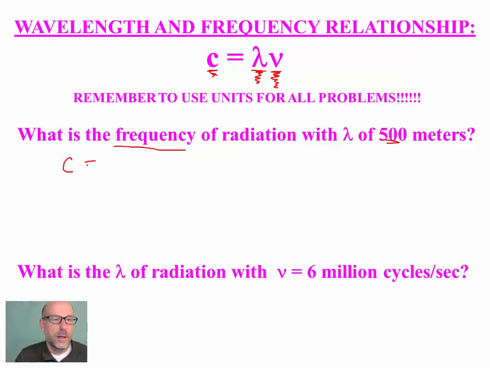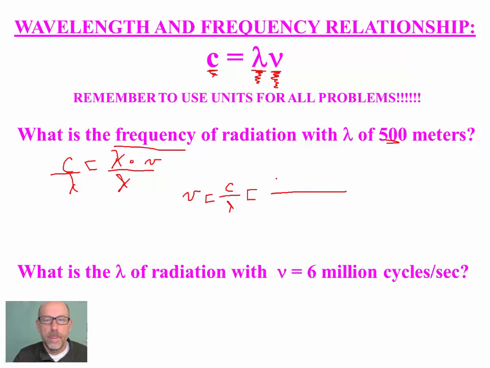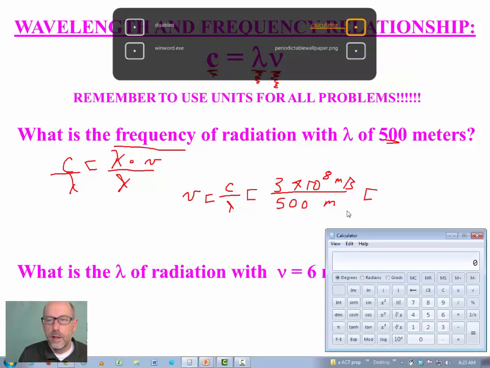So we write down c equals lambda times nu. Rearrange to solve for nu. That means we have to get rid of lambda from the right side of the equation. So lambda cancels with lambda and we're left with nu equals c over lambda. I'm going to rewrite the equation from left to right. So let's just plug in c. Every time it's 3 times 10 to the 8th meters per second. And lambda is 500 meters. So let's go ahead and calculate this.